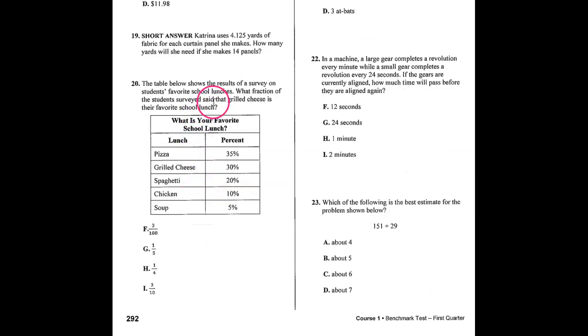Number 20, the table below shows the results of a survey on students' favorite school lunches. What fraction of the students surveyed said that the grilled cheese is their favorite school lunch? So let me see here. So this is the percent, right? And percents are always out of 100. So how many people said that the grilled cheese is their favorite lunch? Well, this says 30%, which would be 30 out of 100, right? So how would you simplify that?